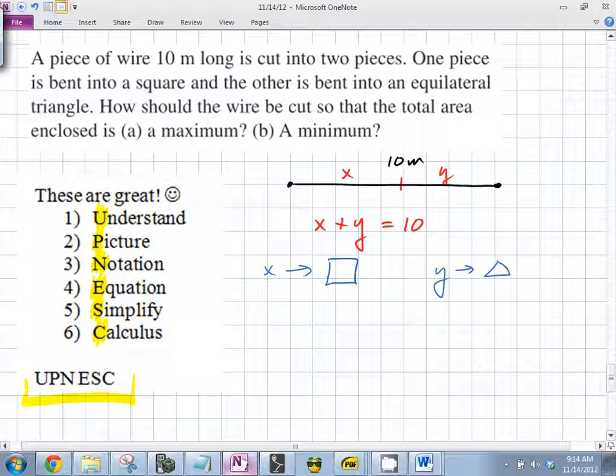So if the total thing around this is x, what's the side length of each of those? 1/4 x. So what's the area of this box going to be? X over 4 squared. Equilateral triangle here, what's the side length of each one? Y over 3.